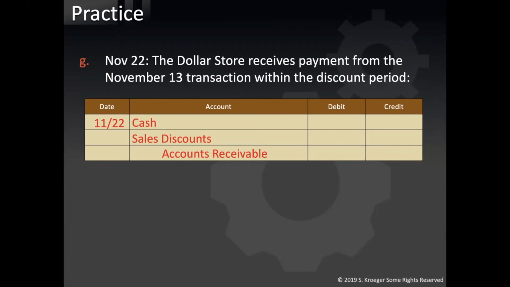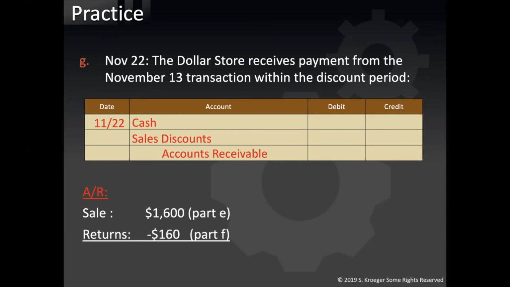From Part E, you can see how much the sale was. It was a $1,600 sale. There was also a return. In Part F, we journalized a return of $160. The total we are owed is $1,440. This is the amount that will be credited to accounts receivable.